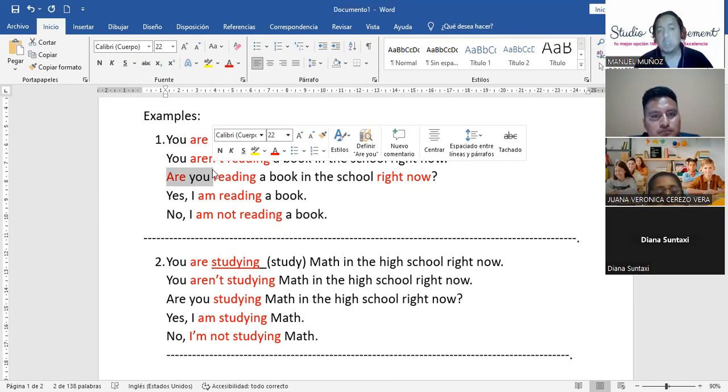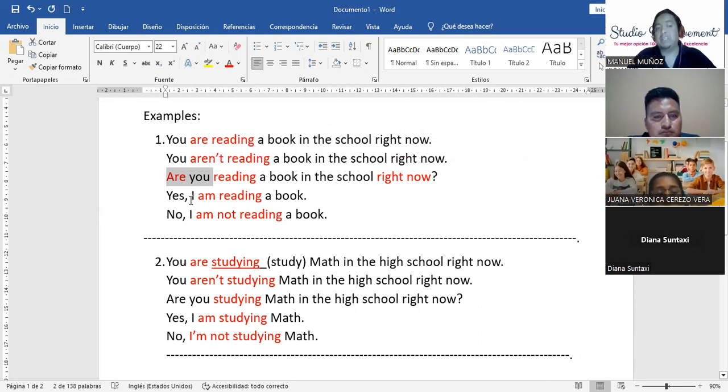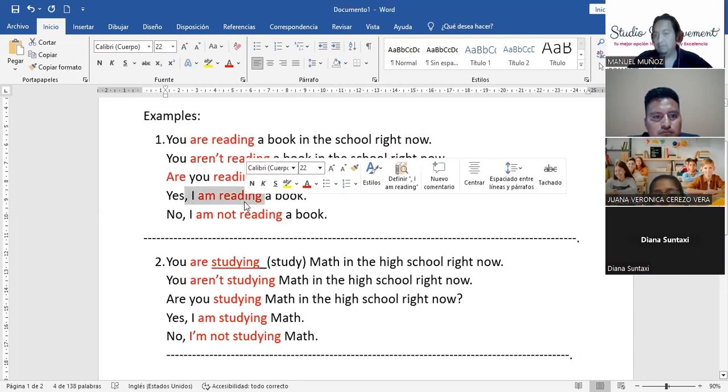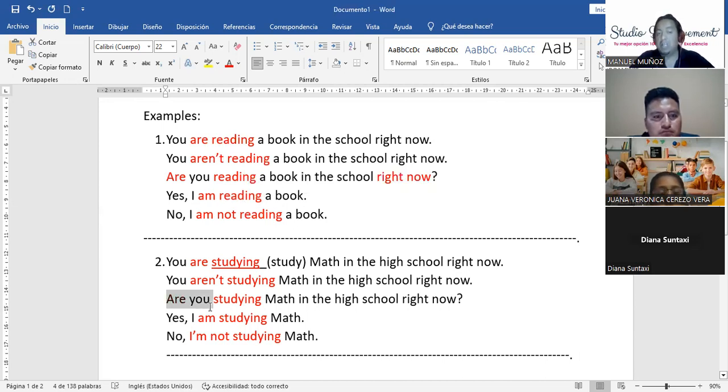Si dice are you, tú, ¿estás tú leyendo? ¿Y cómo respondes? Con I am. Si te preguntan a ti, Francisco, are you reading a book in your home? Yes, I am. Porque está preguntándote a ti y no puedes preguntarte para ti mismo. Pero si te preguntan a tercera persona, ahí respondes con yes, I am. Igual sucede acá con are you.